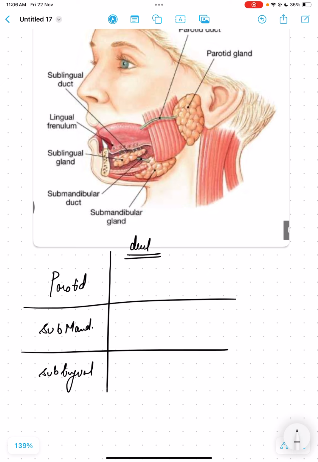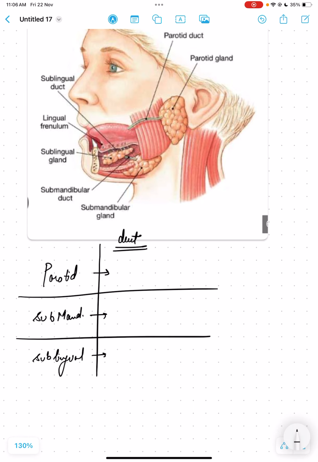All of us find it very difficult to remember the duct, and even when knowing it correctly, sometimes it gets wrong. So I am telling you about this, please listen carefully. The duct of the parotid gland is Stenson's duct. The duct of the submandibular gland is Wharton's duct, and the duct of the sublingual gland is the duct of Rivinus or Bartholin's duct.